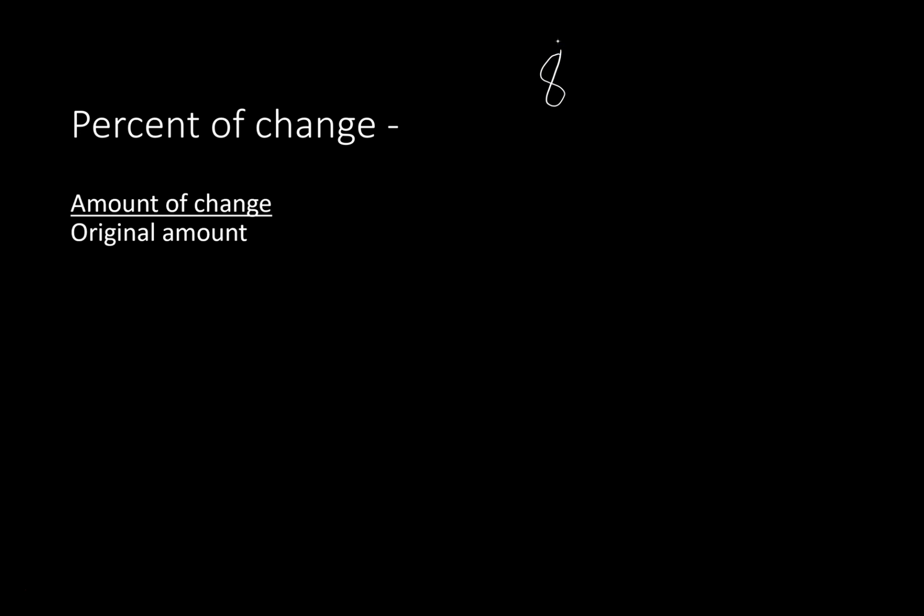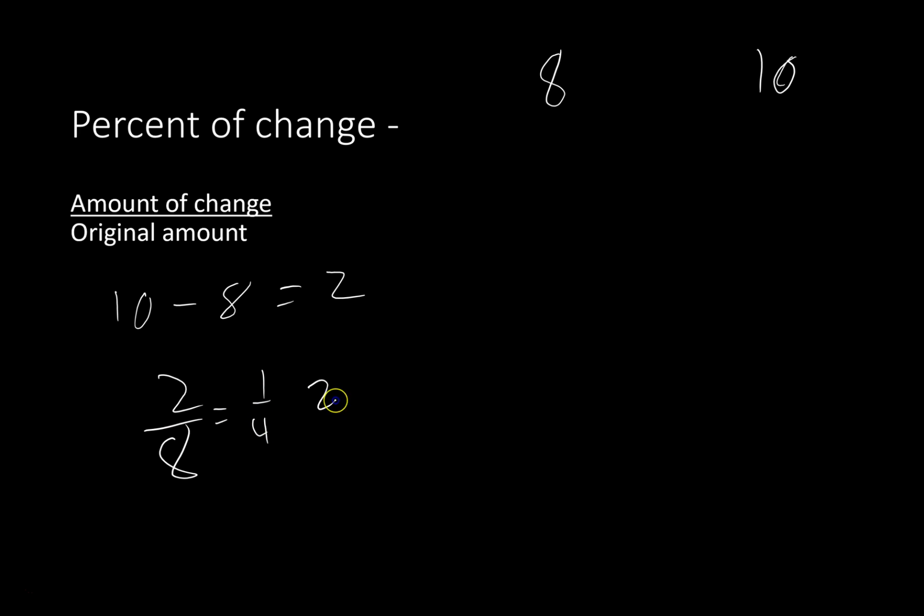If I have 8 oranges, and then I add 2 more to that, and it gives me 10, I would then try to figure this out. You can use the amount of change. The book is going to want us to take the new amount, which is 10, minus 8 would be 2. And then we put that into this. The amount of change is 2, so 2 over 8. And I can convert that to 1/4. So the percent would be 25%. And that would be my answer.